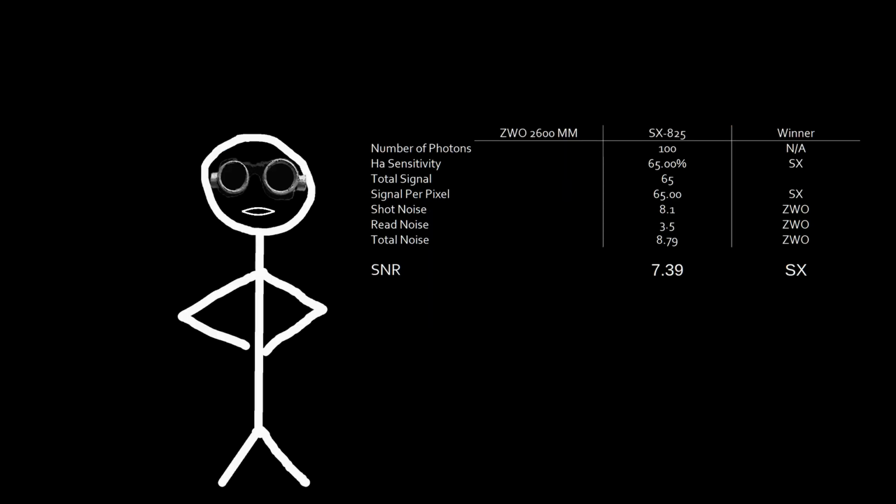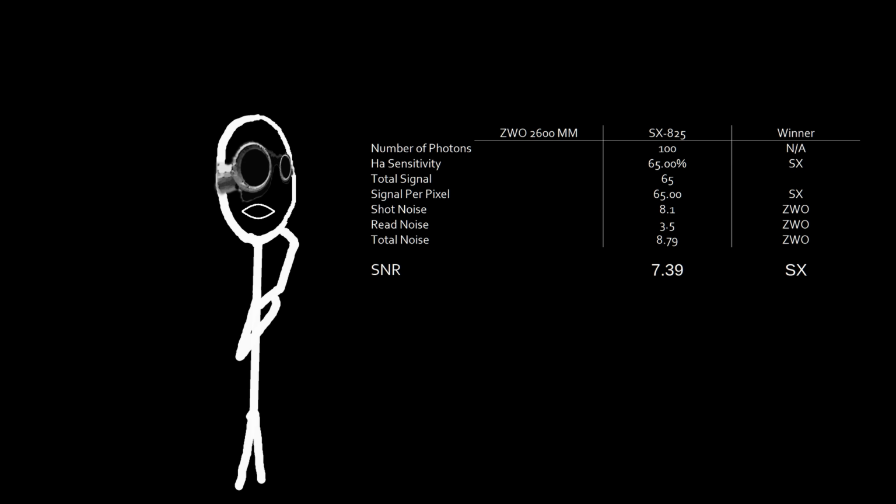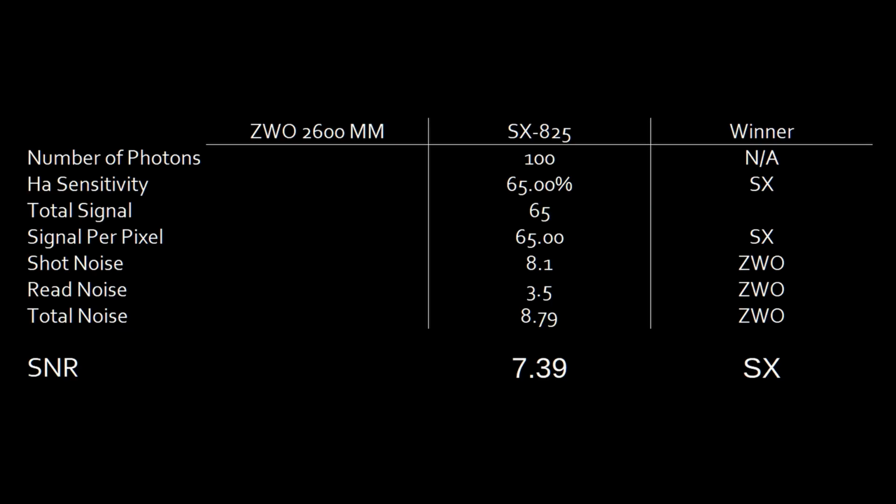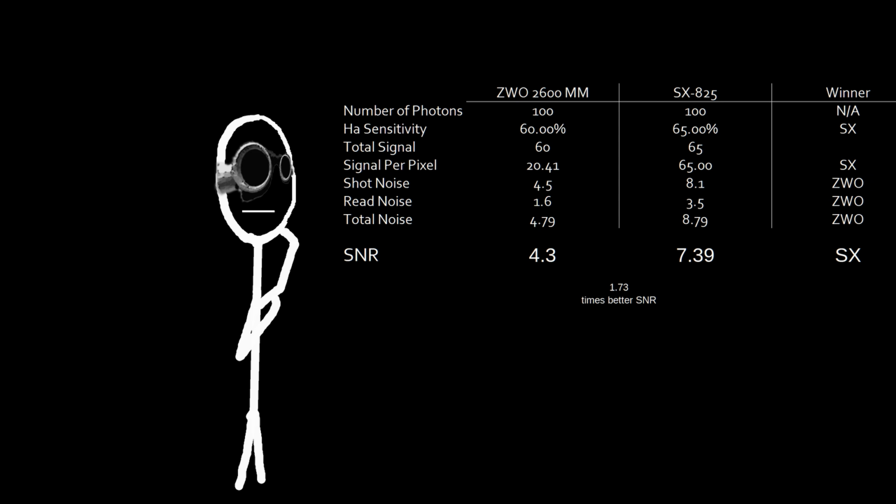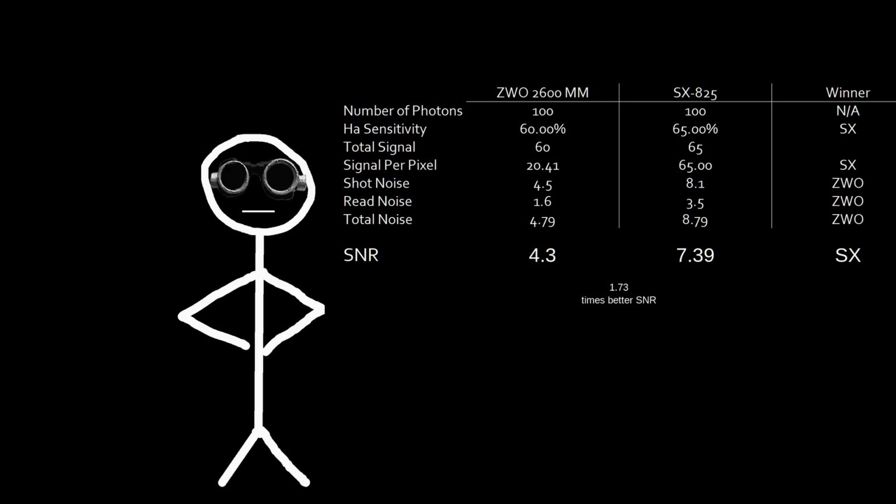Now let's do the same thing for the 2600mm. The main thing is this. The pixel size is smaller for the 2600mm. In fact, it is 2.94 times smaller. Thus, each pixel should record only 20.41 photons. The SNR is 4.3. Theoretically, the SX825 should be getting 1.73 times more SNR. That's a lot. You'd more than halve the time you need to image a target. This theoretical value is very close to the 1.4 that was measured in the last video.